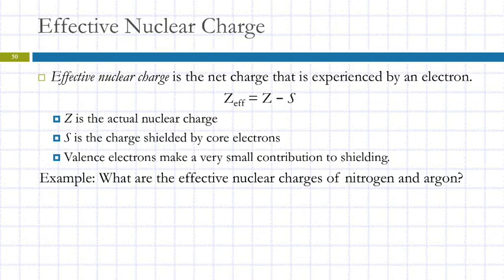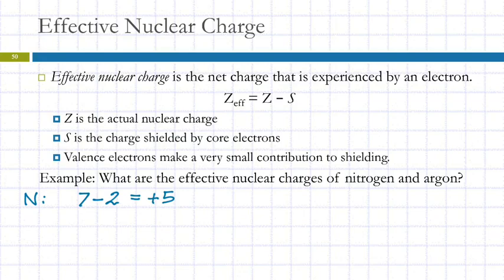Well, let's do nitrogen first. What is the atomic number for nitrogen? 7. It has 7 protons. How many core electrons? It's got 2. Sometimes it's easier to answer the question, how many valence electrons? 5 valence electrons. And then there's 7 electrons total, so 2 of them must be core electrons. So there's 2 core electrons, so we subtract that, and we get an effective nuclear charge of +5.